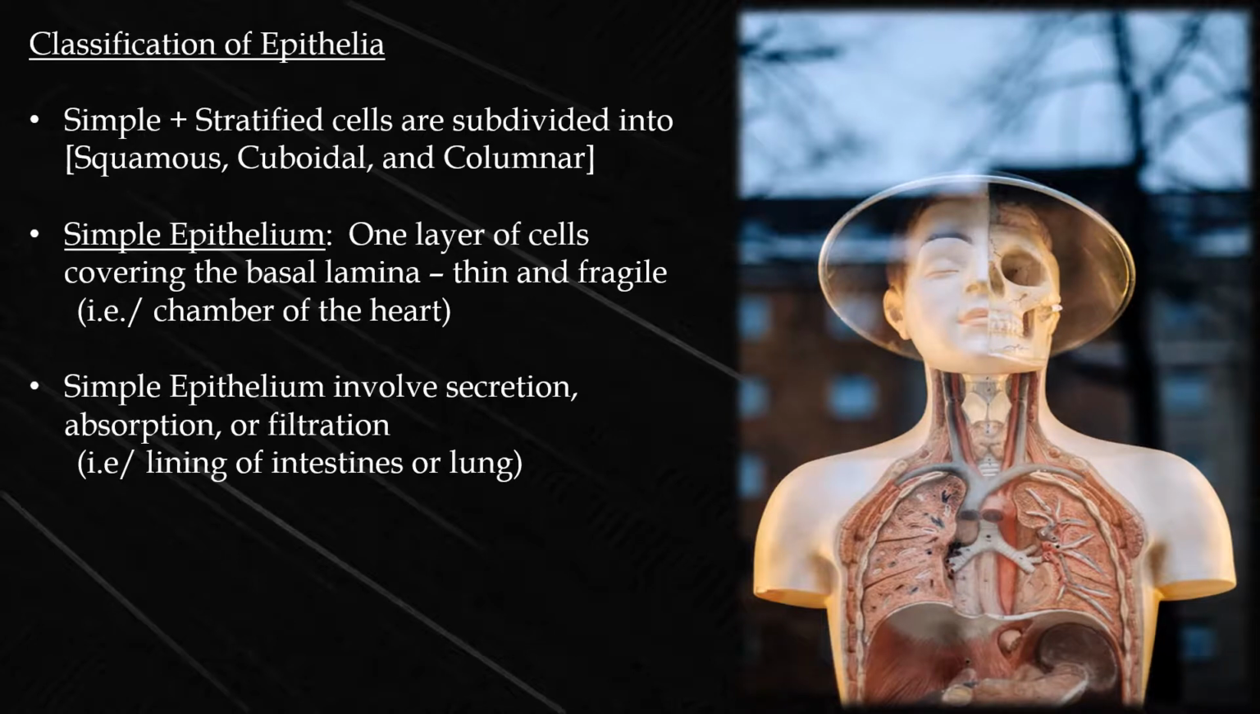Epithelia can be classified into simple or stratified cells, which then can be classified further into squamous, cuboidal, or columnar. Simple epithelium is one layer of cells covering the basal lamina. It's very thin and fragile, such as the chamber of the heart. Simple epithelium involves secretion, absorption, or filtration, such as the lining of the intestines or the lung.